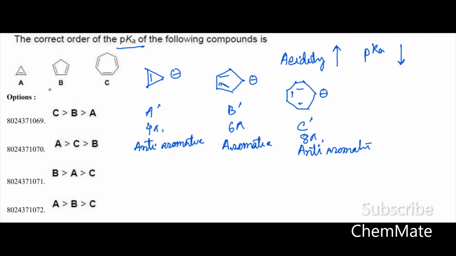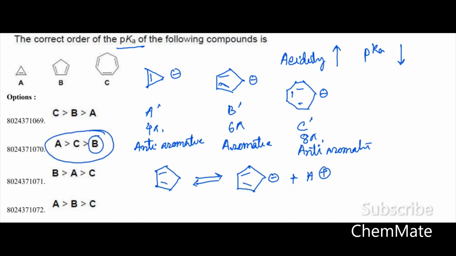So as B prime is aromatic, the dissociation, that means the equilibrium of this kind, will be much more favorable for this compound, and the acidity of B will be higher than A and C, and consequently the pKa will be lowest for B. And between these four options, B is lowest in this option, so this option is correct. Guys, if you have any doubt regarding this video, please let me know in the comment box.